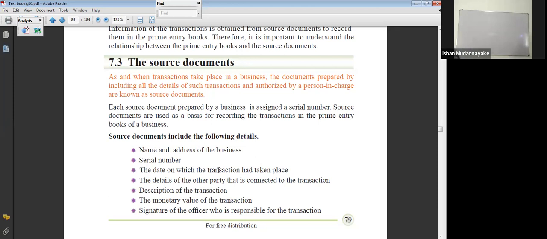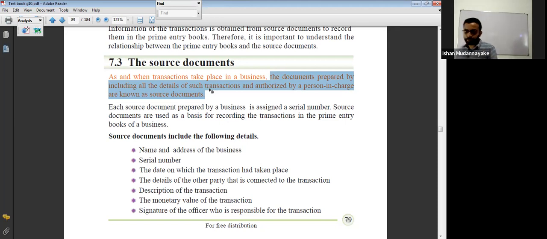Now look at the source document. You need to highlight this definition: the document prepared including all the details of such transactions and authorized by a person in charge is known as a source document. In a source document, all the details regarding the transaction are included.